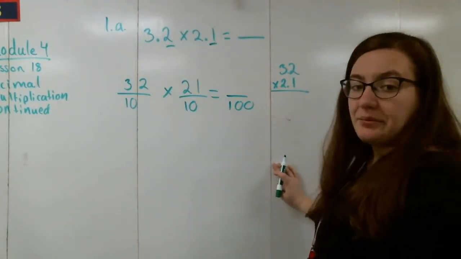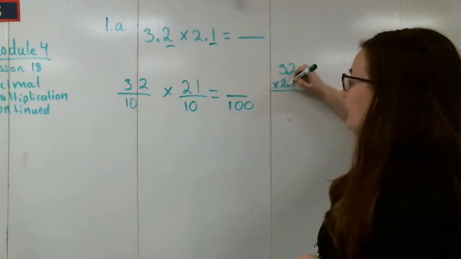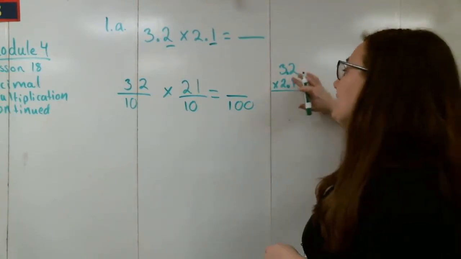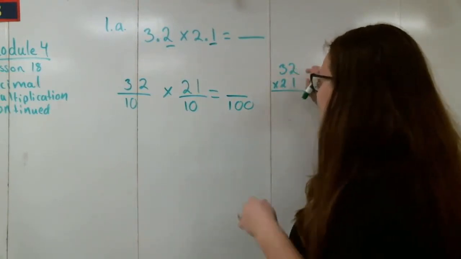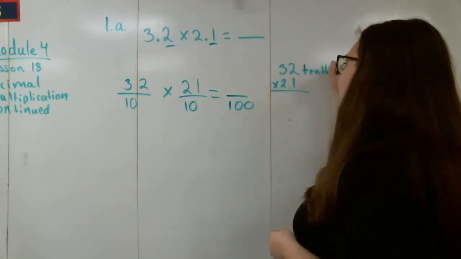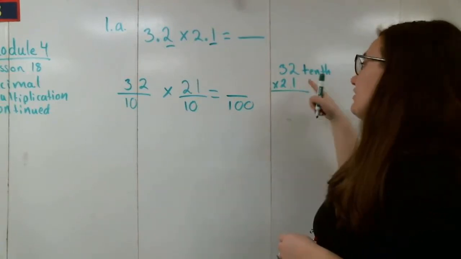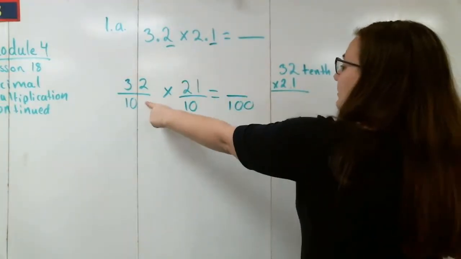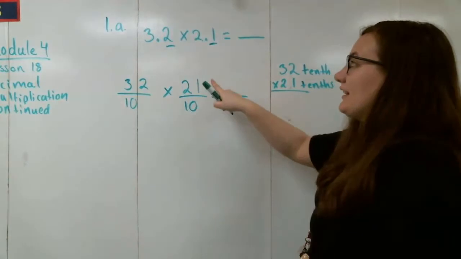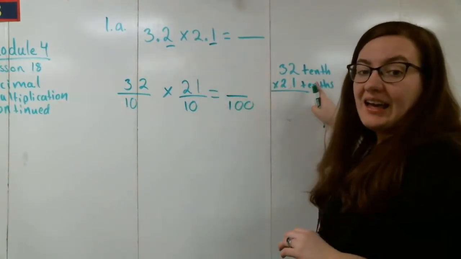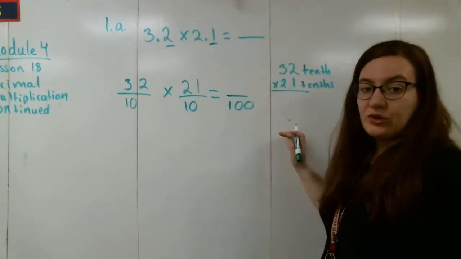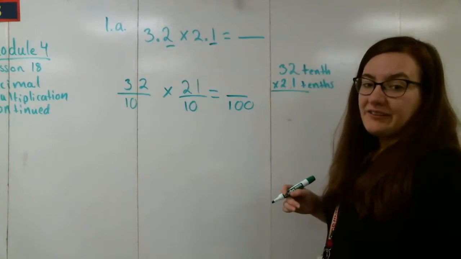Normally, if you were to set up this problem, you would see it as 3.2 over 2.1, and then we would multiply from there. But with these problems, just to help you understand what units you're multiplying, we're going to write these in unit form, and you're going to see this in your book as well. So it's going to say 32 tenths, just like we have right here, times 21 tenths. Remember, the last place value that your number lands in is the unit it has on the back of it. So we're going to have basically 32 times 21, and then I'll show you what to do after that.